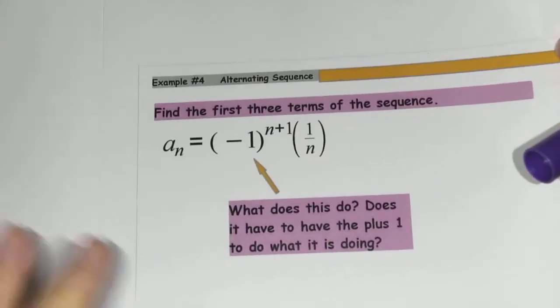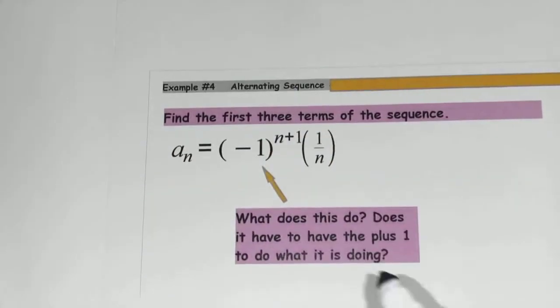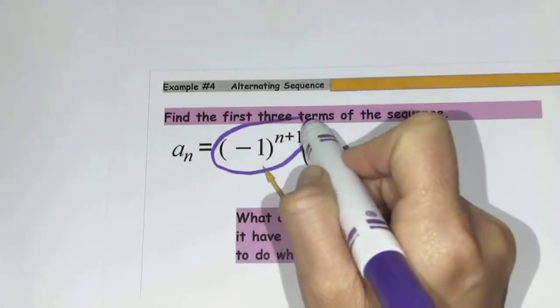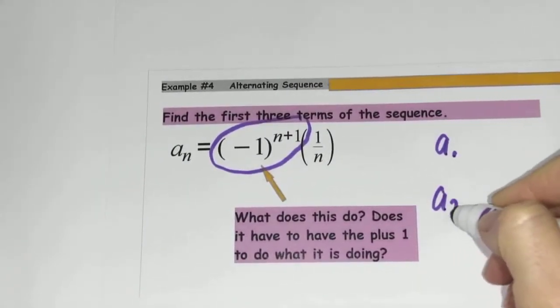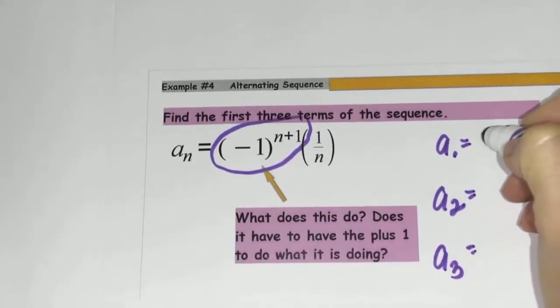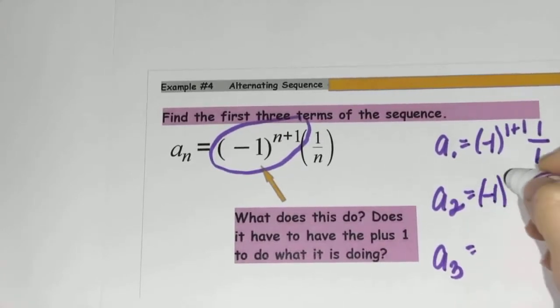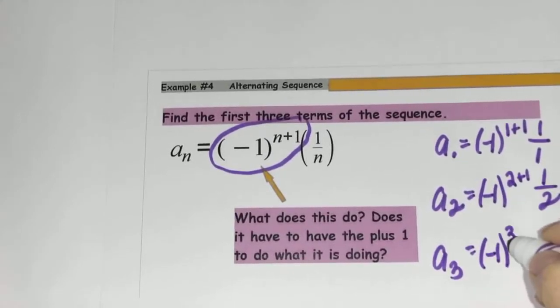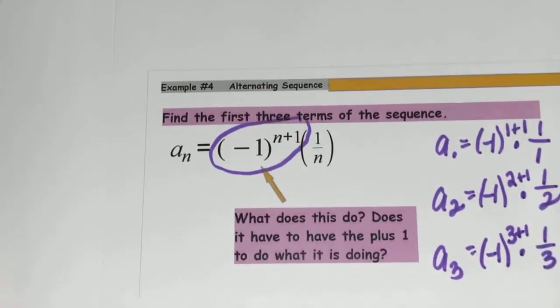This is example 4. You'll notice it has something that's a little different. It says find the first 3 terms of the sequence. It has this in the front, and I want to make sure you know what that does. So if I want to find the first 3 terms, obviously I need to substitute in a 1, then a 2, then a 3 for all the n's. So let's get this written down. I'm plugging in a 1 for all the n's, and now I'm going to plug in a 2 for all the n's. Now I'm going to plug in a 3 for all the n's. This is times between them. Let's see what this does.